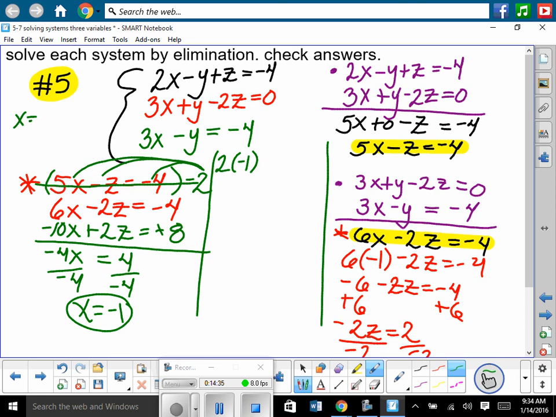So I'm going to write that up here so we don't forget. X is negative 1, z is negative 1. So we have 2 times negative 1 minus y plus negative 1. Z is negative 1. That's equal to negative 4. Do you have questions back there?